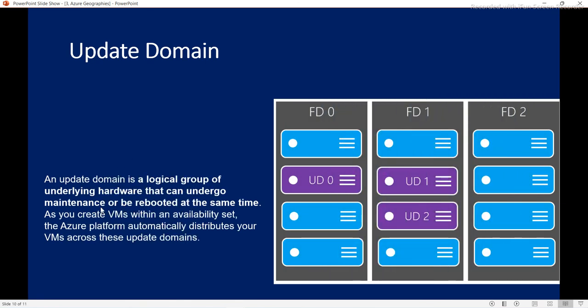So, what are Azure Update Domains? An Azure Update Domain is a logical group of underlying hardware that can undergo maintenance or be rebooted at the same time. As you create VMs within an availability set, the Azure platform automatically distributes your VMs across these update domains.